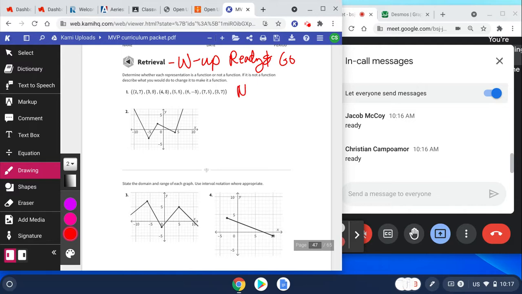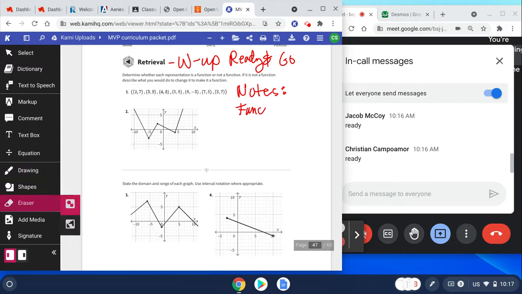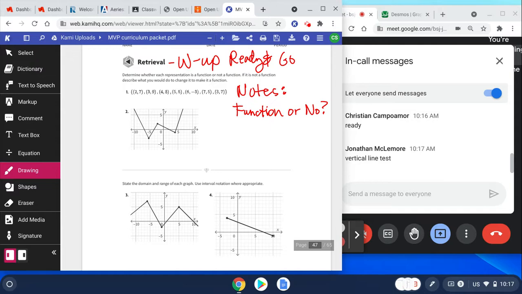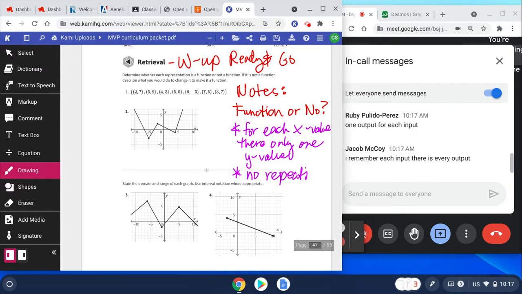Okay, a couple of notes from Math 1. How to tell if something is a function or not. Okay, let's see if you guys remember any of this from your math teachers last year or even the year before. How to tell if something's a function. The definition is for each x value, there is only one y value. What this means is you cannot have any repeating x values in a table.